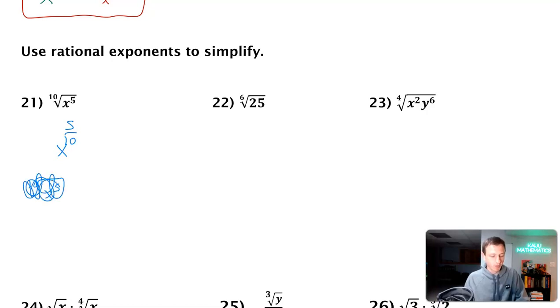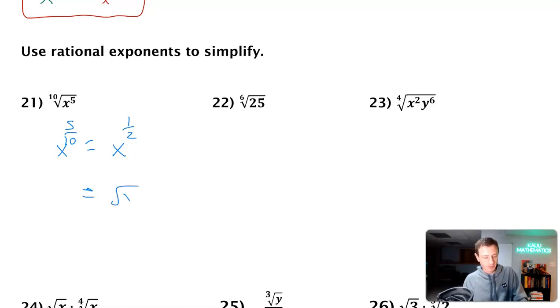Okay, now what can we do? Well, this simplifies. 5 over 10 simplifies down to 1/2. So this is x to the 1/2. What is x to the 1/2? X to the 1/2 is the square root of x. Done. That is now simplified.